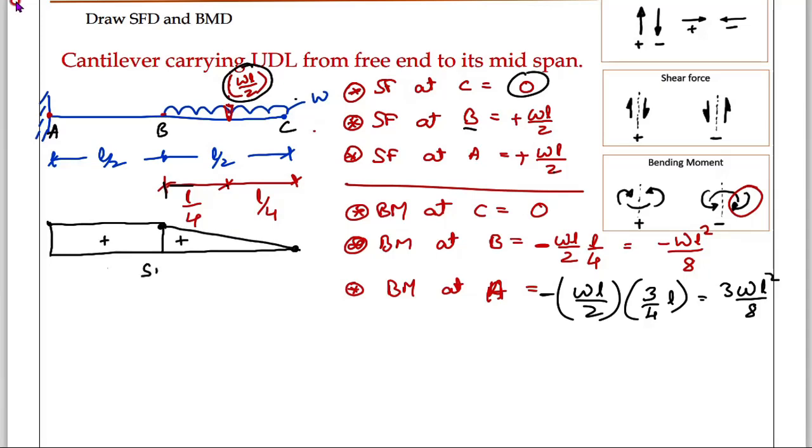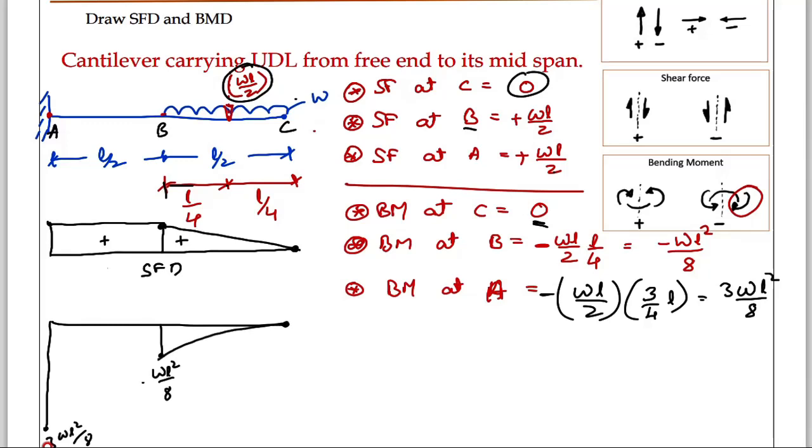Positive, positive, SFD. Coming to the bending moment diagram. At this point 0. At this point minus WL square by 8. Now at this point 3 times WL square by 8 means something bigger. This is your 3 times WL square by 8. Okay. Now how to join? Joining is very important. This is a UDL, therefore it is a parabola, and no load, therefore a straight line. Straight line and parabola is your negative bending moment.